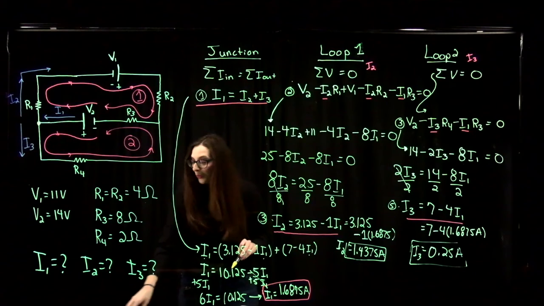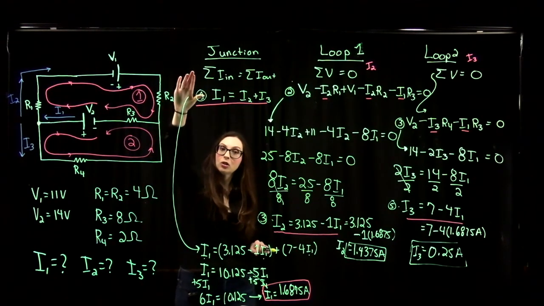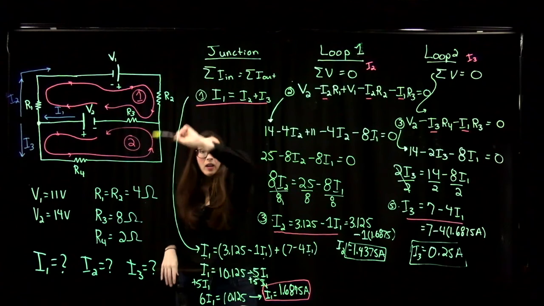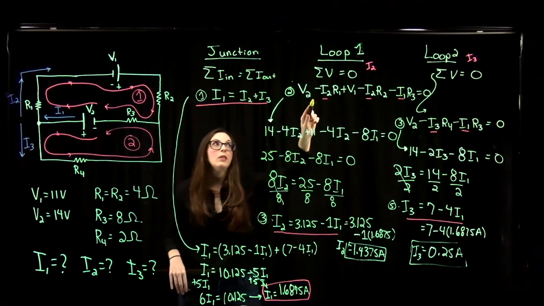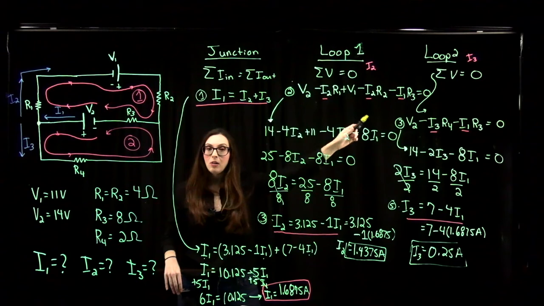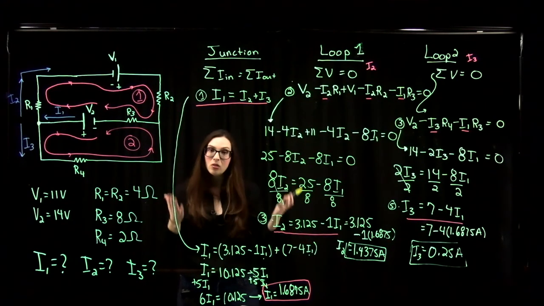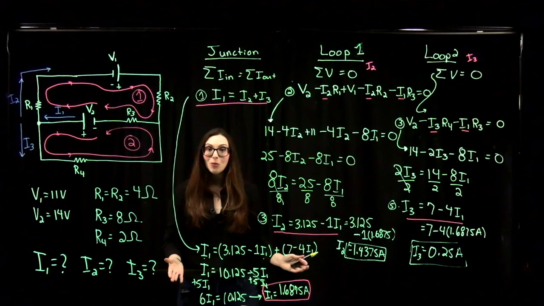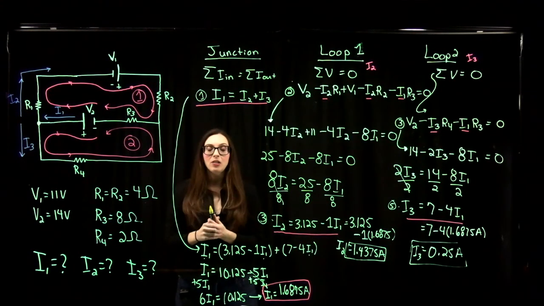This is the only way that we can solve these problems: by applying the junction rule and by drawing in our Kirchhoff loops and applying Kirchhoff's second rule, the sum of the potential around that loop equals 0. We get 3 equations, 3 unknowns. We've got to solve them algebraically in order to get our unknowns, our currents. That's a lot of work to get to the answer.